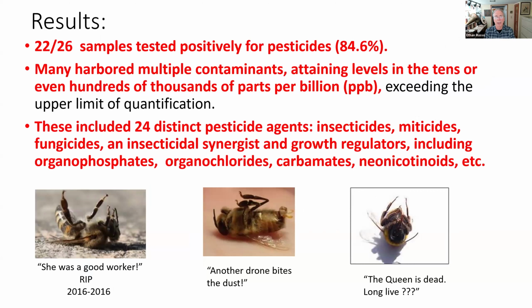Just in these samples, there were 24 different pesticides, including all classes: insecticides, miticides, fungicides, insecticidal synergists, and growth regulators. In different chemical classes: organophosphates, organochlorides, carbamates, neonicotinoids, etc. The latter being extremely toxic to bees and killing bees of any type, whether it be a worker, a drone, or the queen. In conjunction with colony collapse disorder, this is another factor in the almost disappearance of honeybees from North America.